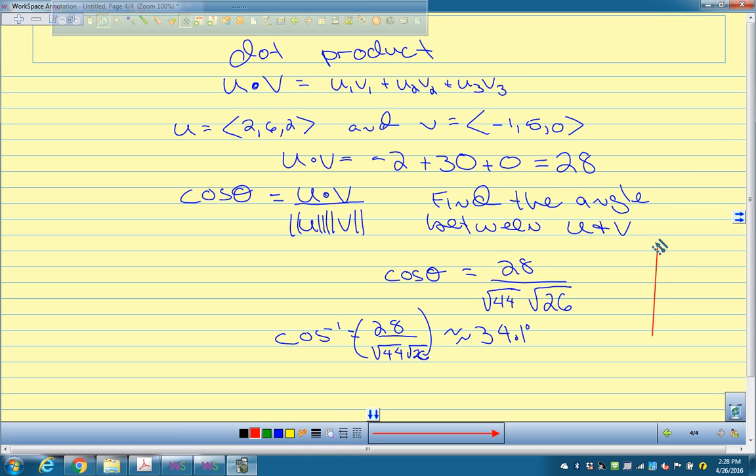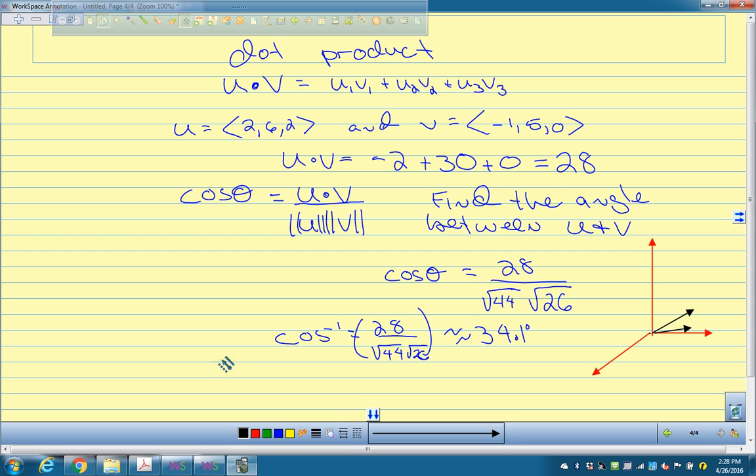Let's draw a picture of it just to see if it kind of makes sense, okay? It helps to visualize these things, and it's hard to visualize things in 3 dimensions. So 262: out 2, over 6, up 2. Let's say this is 262. And then this one, -1, 5, 0, means I go backwards 1, out 5, and up 0. So it'll look something like that.